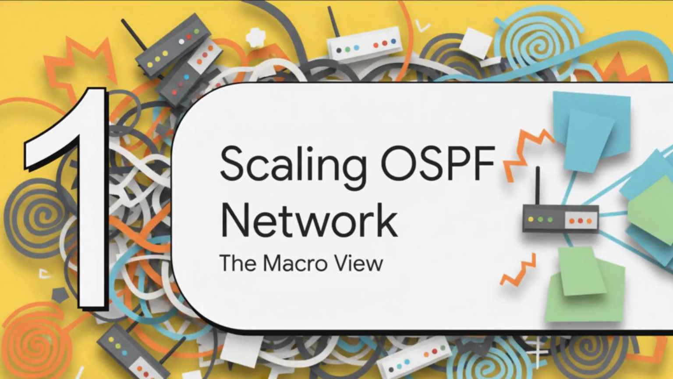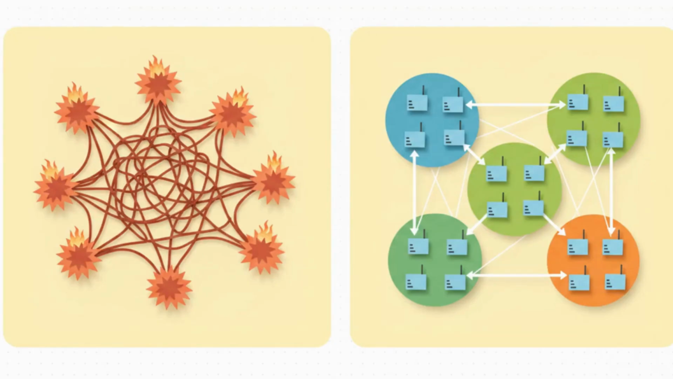Scaling the OSPF network. The macro view. So, picture this. You've got this completely chaotic, overloaded network environment, right? Devices are just being added left and right, and it desperately needs some kind of organization before the hardware just straight up collapses. In a single area network, every single router has to mathematically recalculate the shortest path tree whenever any link changes anywhere. Literally every router is constantly processing everything, and that causes massive CPU.